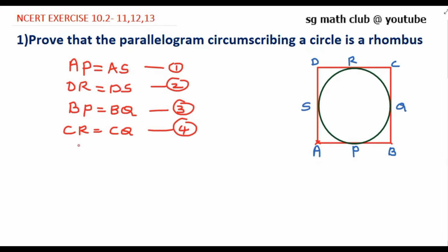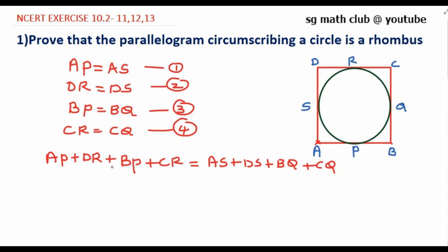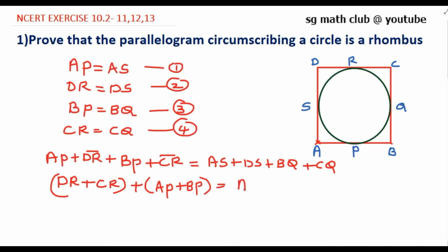Now adding 1, 2, 3 and 4, I have AP plus DR plus BP plus CR is equal to AS plus DS plus BQ plus CQ. Now we need to arrange this. So DR and CR I am going to write together. DR plus CR, that is one thing, again plus AP and BP, that is the second one, equal to AS plus DS, this is one group, and another group is BQ plus CQ.